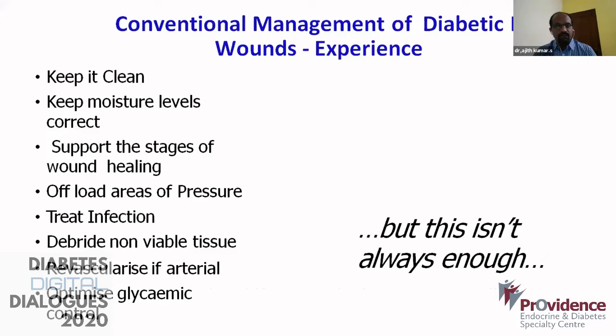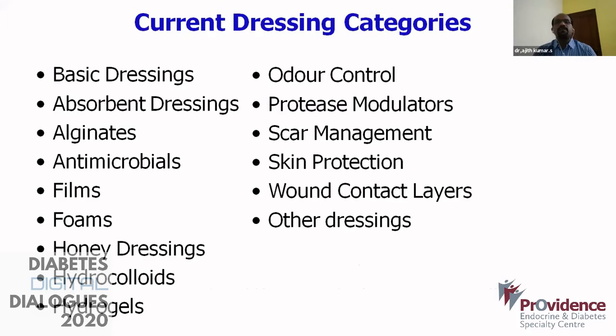You treat the infection. If there is ischemia, you revascularize. But this is always enough. If it is always enough, why do we end up in amputations? That's what we have to think.